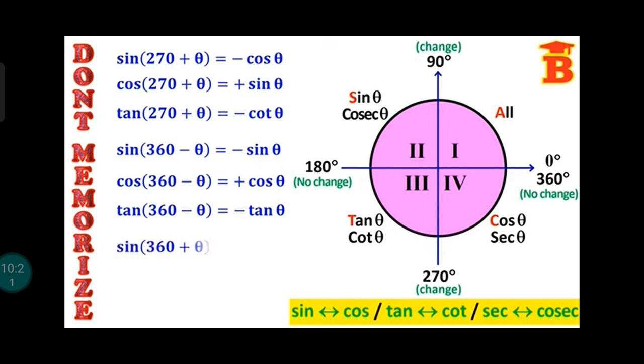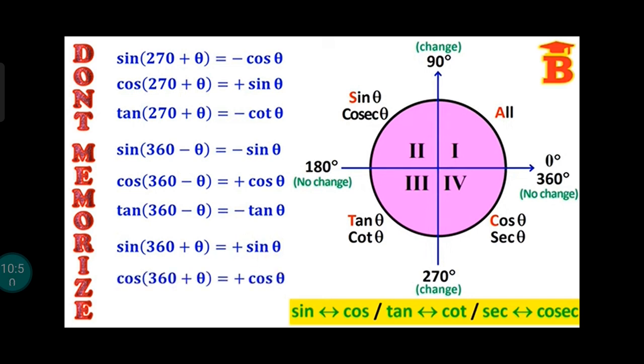And finally, let us see 360 degree plus theta. 360 degree plus theta means first quadrant. In first quadrant, all are positive. And also 360 means no change. So sin 360 plus theta equal to first quadrant positive, no change, so plus sin theta.